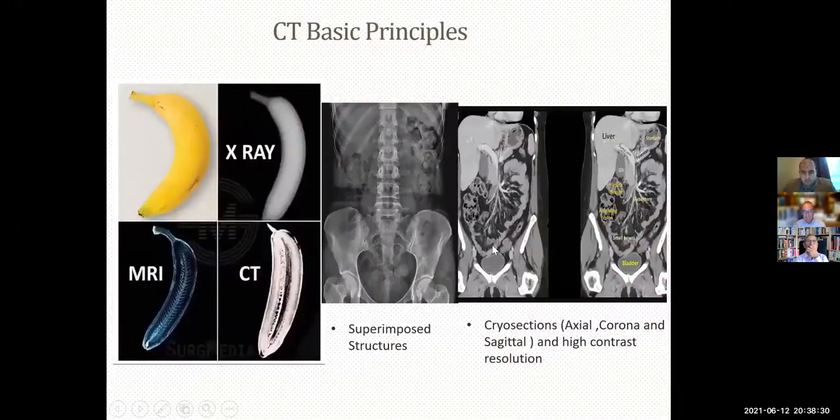Okay. So now, if we give some principles about CT, any imaging technique depends on getting a difference between the tissues, or between the components or objects inside our bodies.